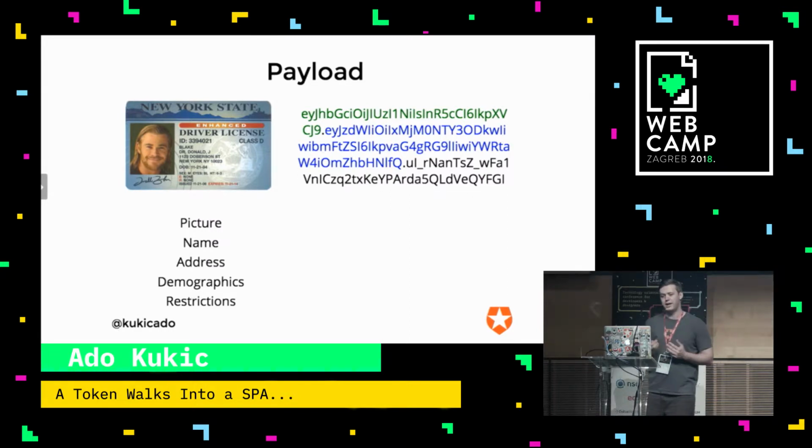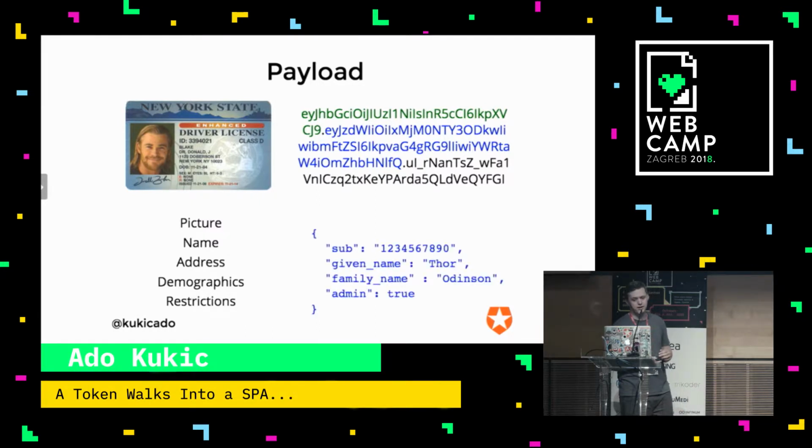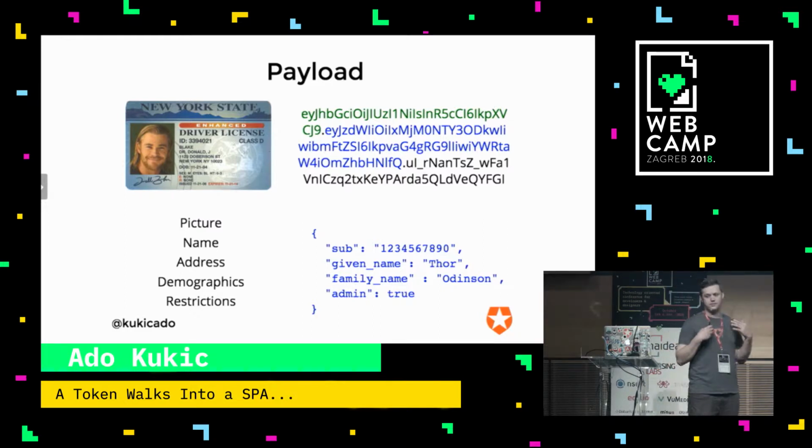Now, if we look at the payload, the blue part of the JSON Web Token, it too is a base64 URL encoded string that if we were to decode, we would get another JSON object back that has a couple of different properties. So it has a SUB property that stands for subject, which is essentially the user ID or their identifier. We have the user's given name, their family name, this admin property that's set to true. So here we can put any sort of valid JSON data we want.